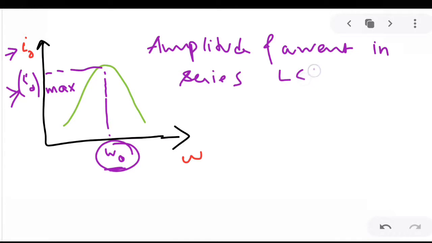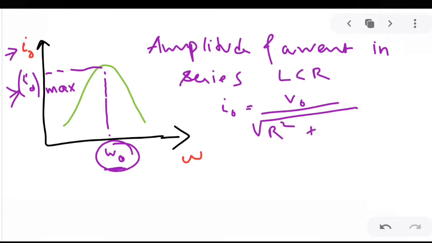Series LCR circuit, now it is given by I naught, the current amplitude, is equal to the voltage amplitude divided by the square root of R square plus (omega L minus 1 by omega C) square, that is, XL minus XC square. Now what happens at resonance?